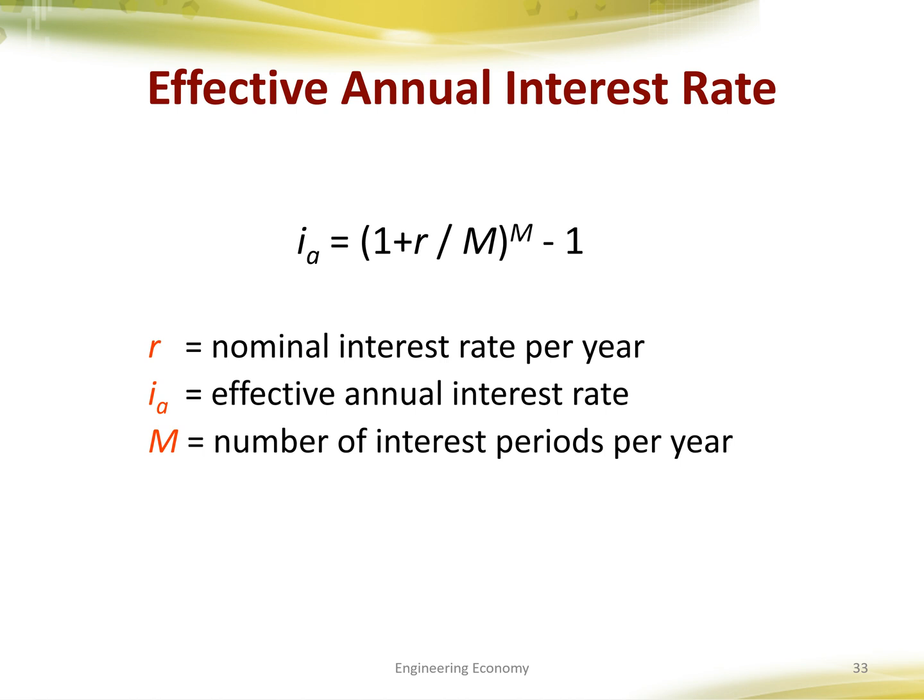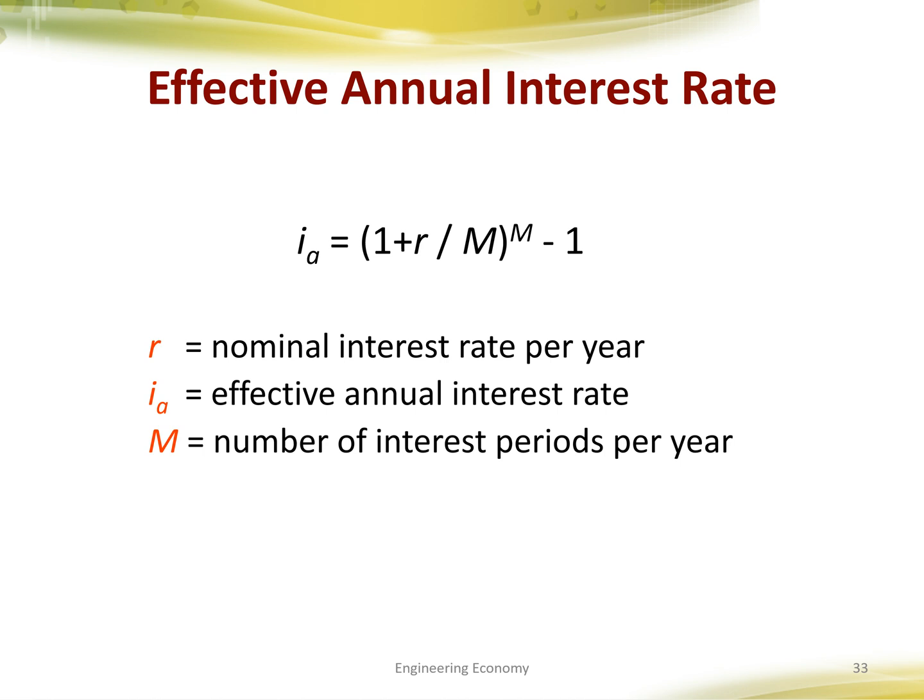If we are doing this weekly, then we'll have 52 interest periods within the year. So M will be equal to 52. R will be divided by 52, and again raised to the power of M, which is 52. So we can change the number of interest periods within the year. Then we'll have different values in the equation, and we can come up with different effective annual interest rates.